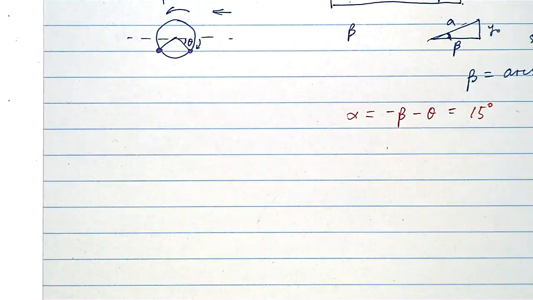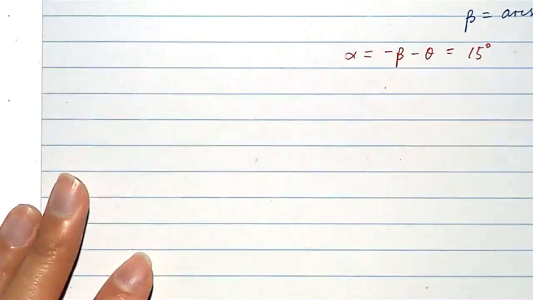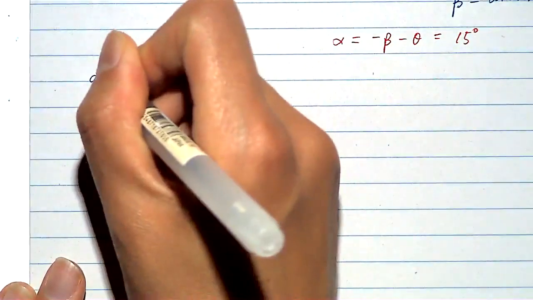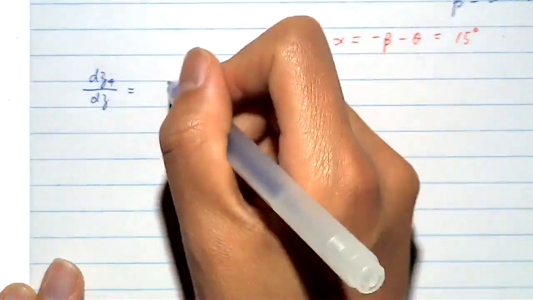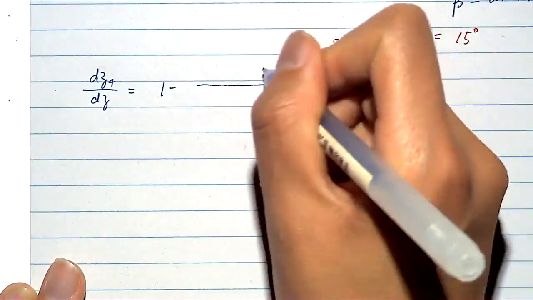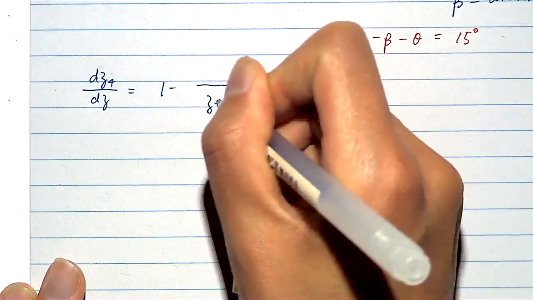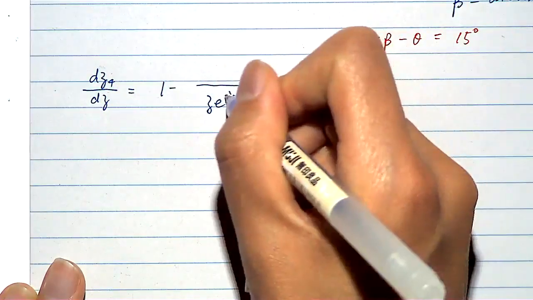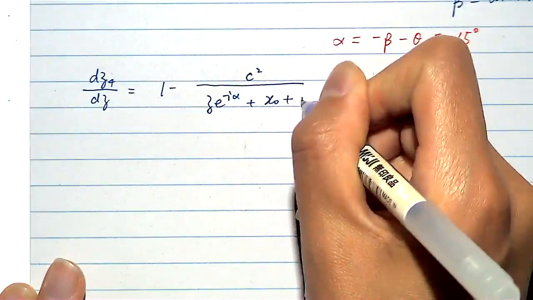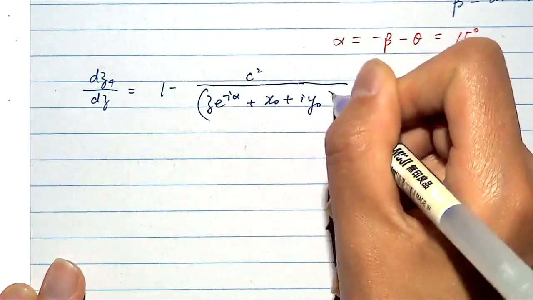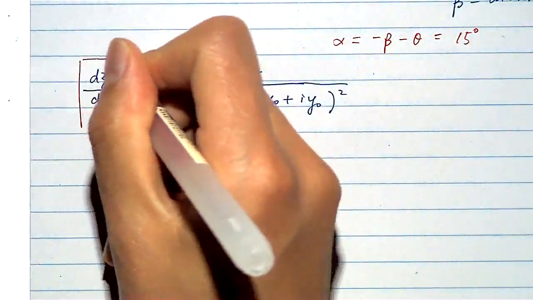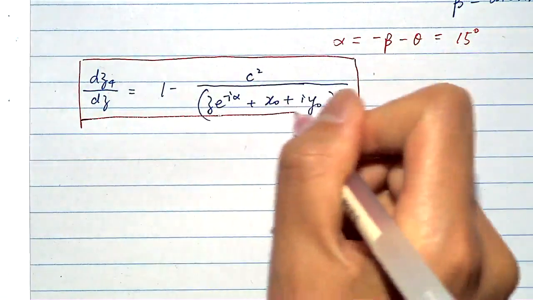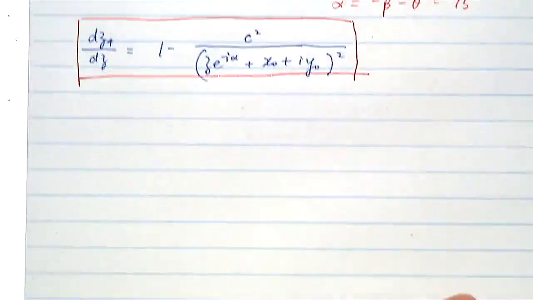Okay, so what we need to find here, we want to find a relation between dz4 and dz. So we need to calculate this. We need to show that dz4 upon dz is 1 minus c squared over (z e^{-i alpha} + x0 + i y0)^2, times e^{i alpha}. That's good. So this is our goal. Okay, we want to get this.